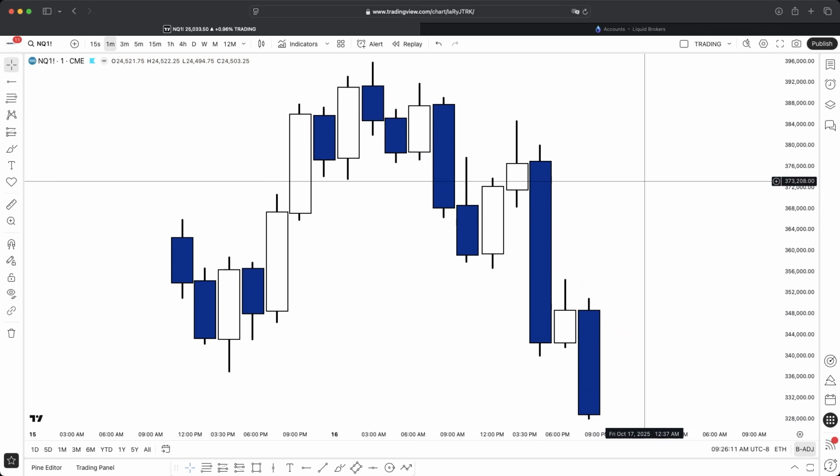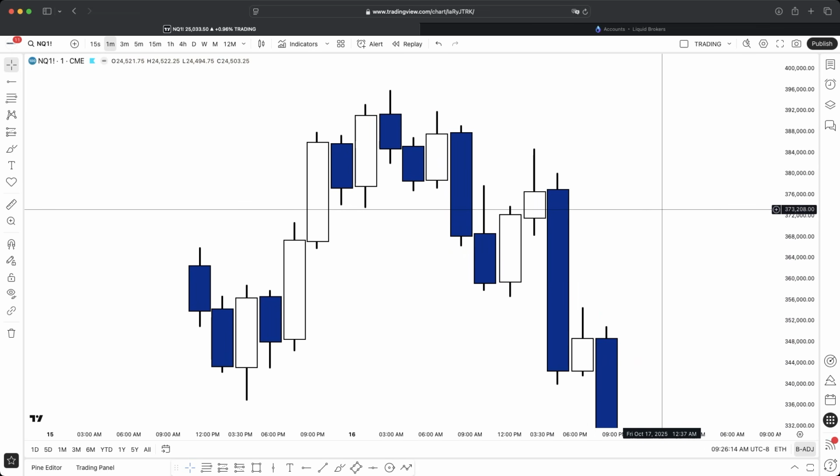So let's get on to this example on this chart that I've created here.